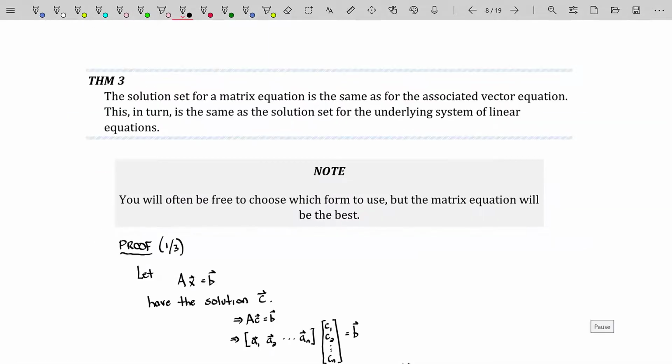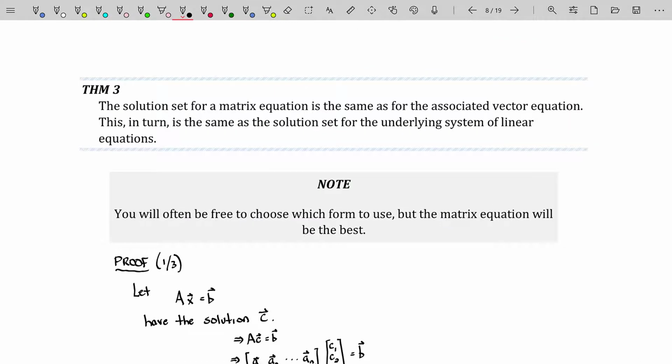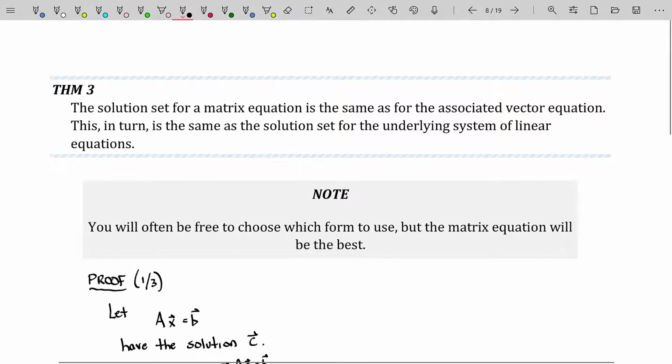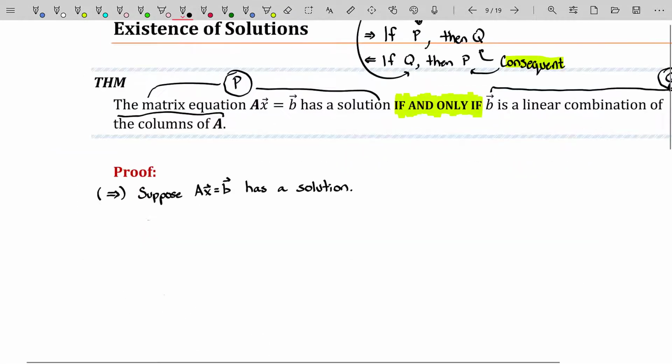And here's a theorem we recently worked on in a video not too long ago, where we did a partial proof. This theorem specifically states that the solution set for a matrix equation is the same as that of the associated vector equation. So if I know that Ax equals b has a solution, then its associated vector equation must have the same solution. And I'll quote that here.